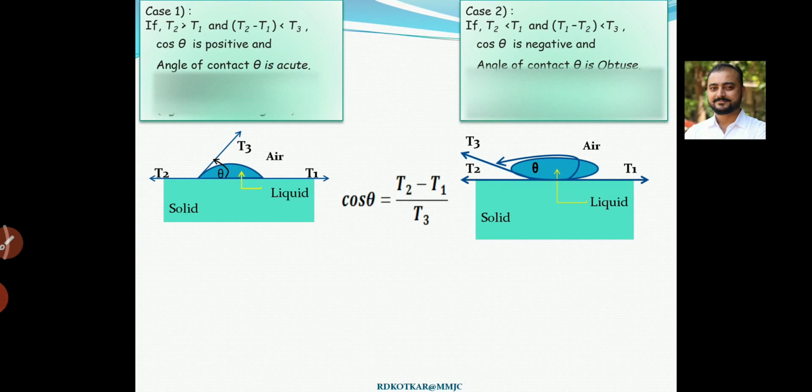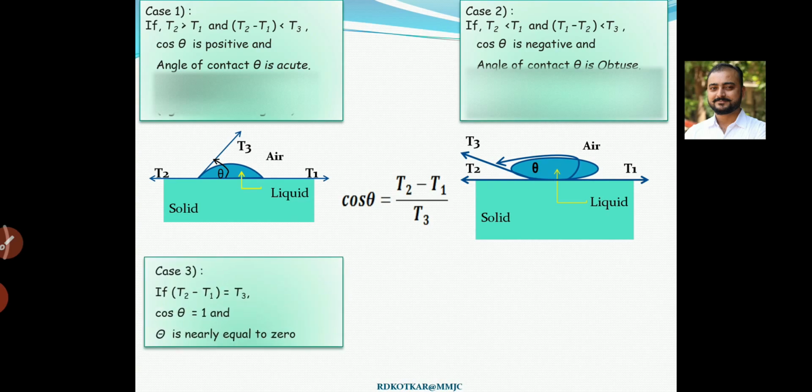So again, what happens? Cos theta has a value that is negative and greater than minus 1. Because of that, the angle formed here is obtuse. As an obtuse angle is there, the shape formed is a concave meniscus. The example for that is mercury in a glass. So you can observe the formation of the meniscus, the simple shape, and the angle theta, which is obtuse.